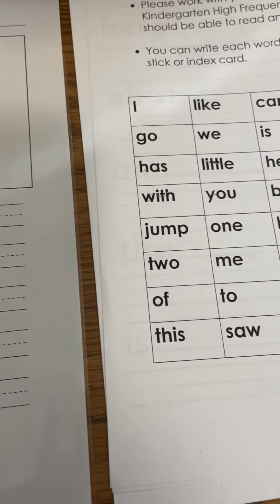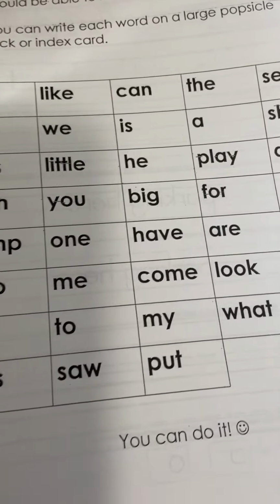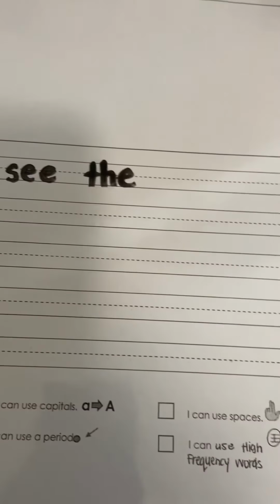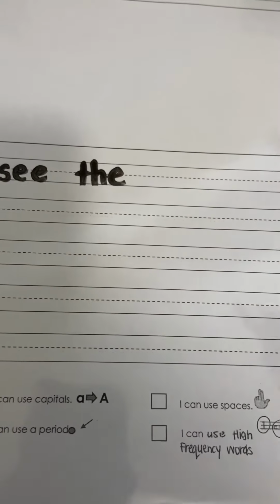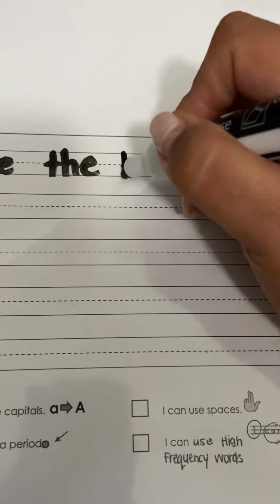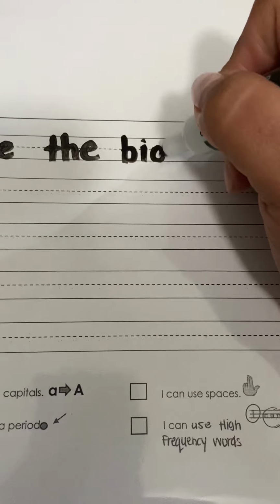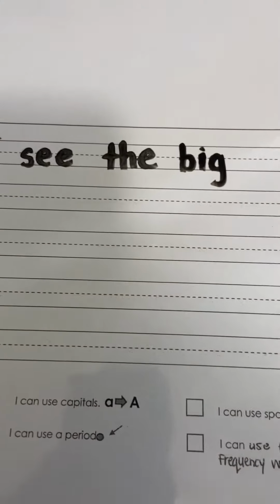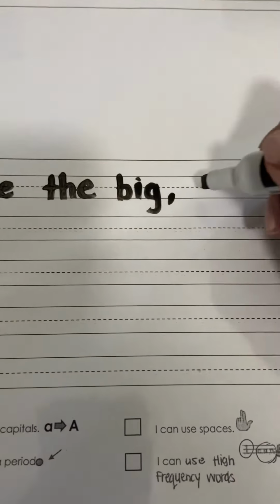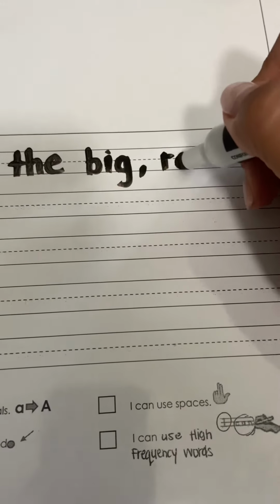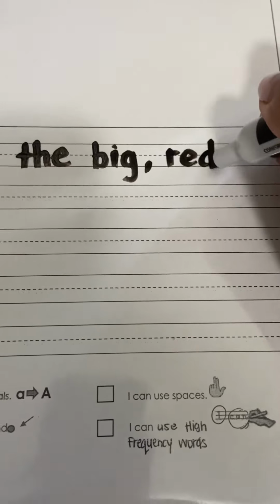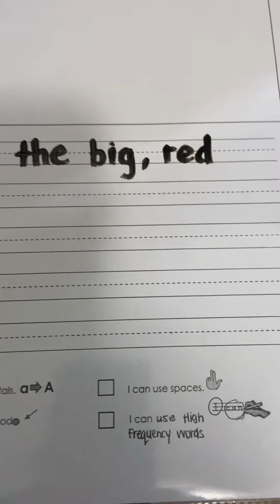Again, that's also something that's a high frequency word, but you can always have them sound it out. So we can say the sounds for big, b, b, b, i, i, i, g, g, g. I see the big red. Red is not a high frequency word, but we're going to sound it out. Let's sound out red. Eh, eh, eh, d, d, d. I see the big red ball.